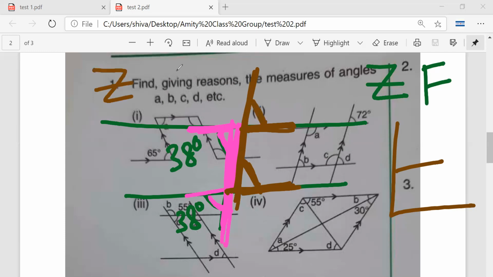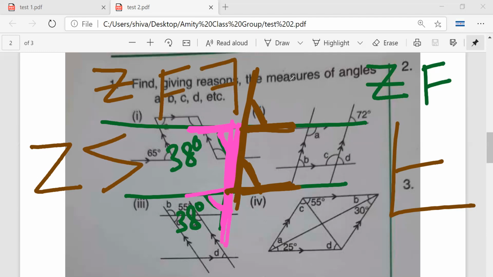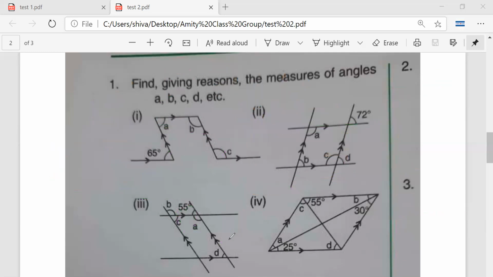So like Z, when we see Z, Z comes in these two shapes. So F can be in this shape, this shape, this shape, or this shape. Mr. Satya, any doubt? No, sir. Let us try to practice a few more questions.